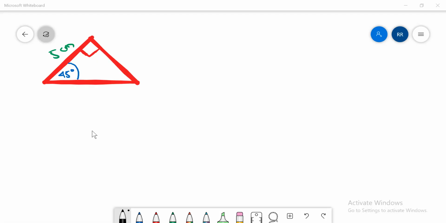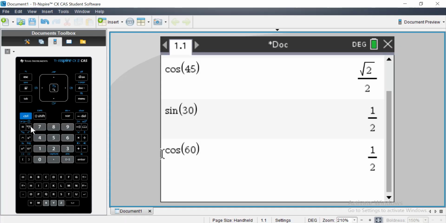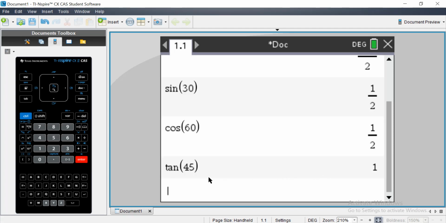Okay, let's have another example. We have a right angle triangle. We know one of the angles is 45°, and we know that this side here is 5 centimeter. Let's say I would like to know the value of tangent 45°. Again, you can use your calculator to find the value of tangent 45. Tangent 45 is equal to 1.